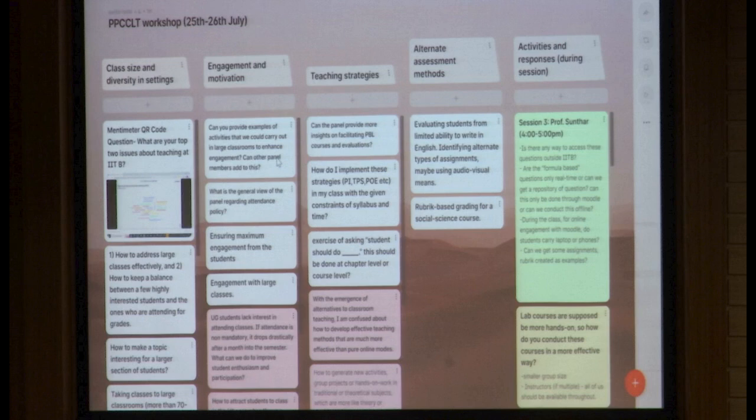Then the questions that have been coming over the last 2 days, as well as from your written forms and the farm retreat that was held in February. What our TAs have done is compiled it into a Padlet here, which has also been categorized into about 5 different buckets: class size and diversity in settings, engagement and motivation, teaching strategies, alternate assessment methods, and I think the one on the right is specific to sessions.